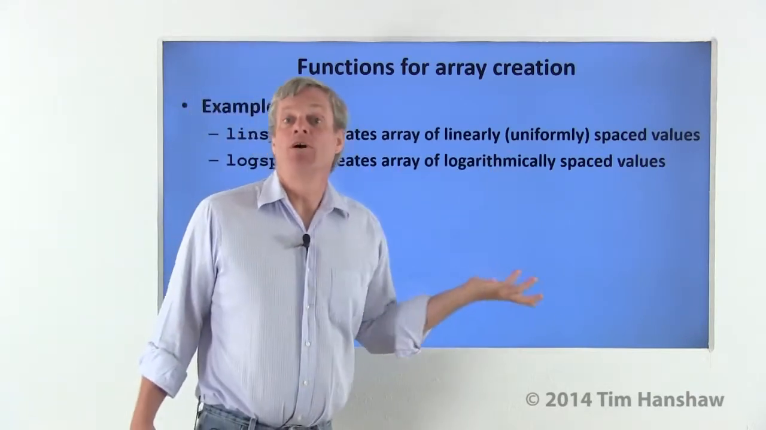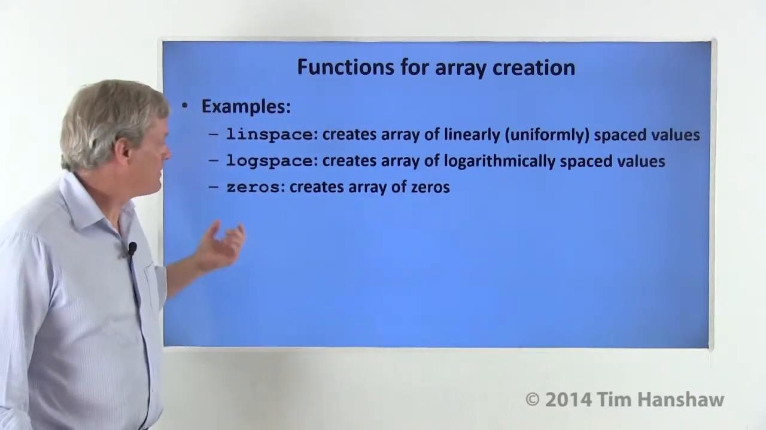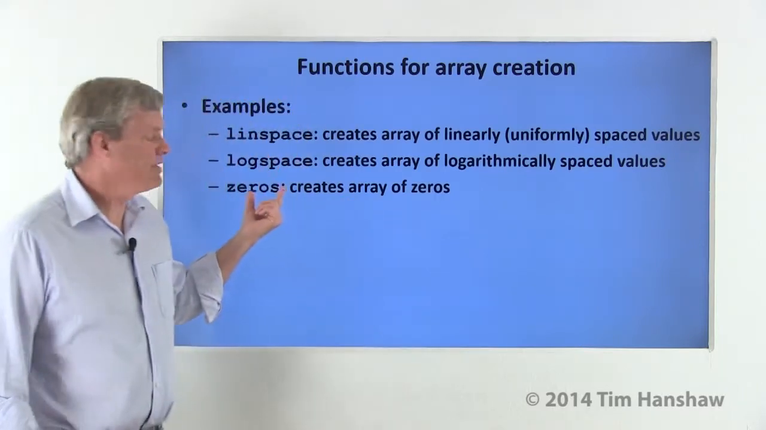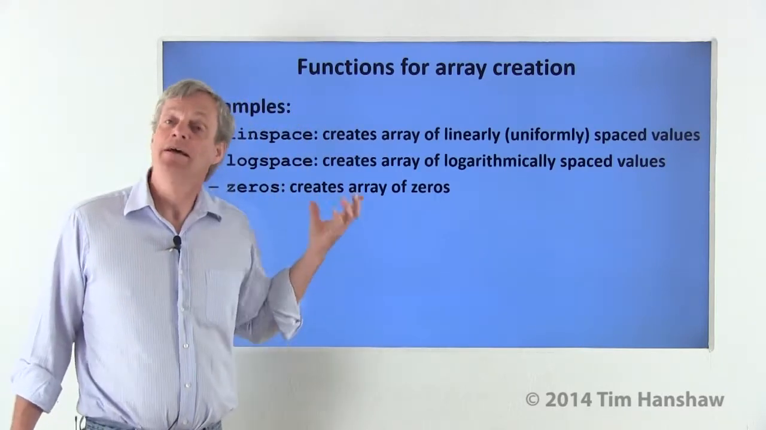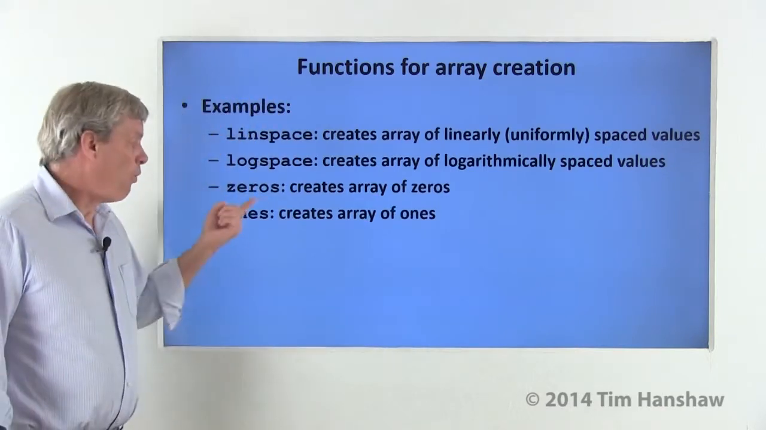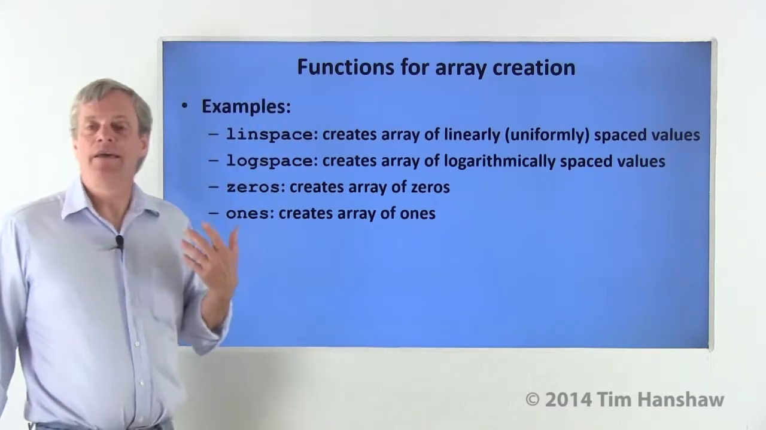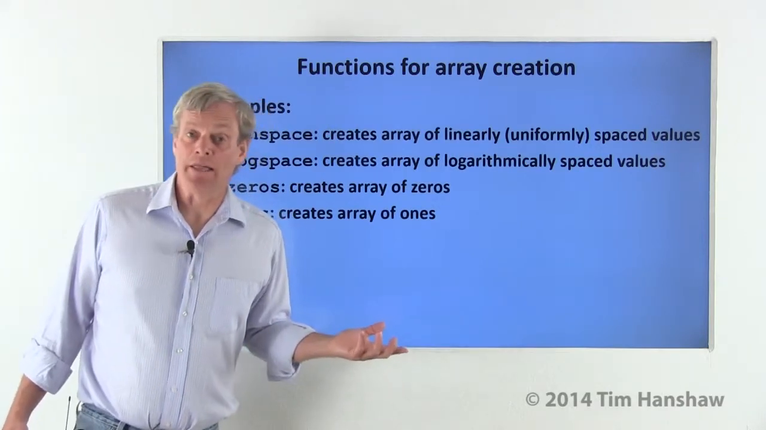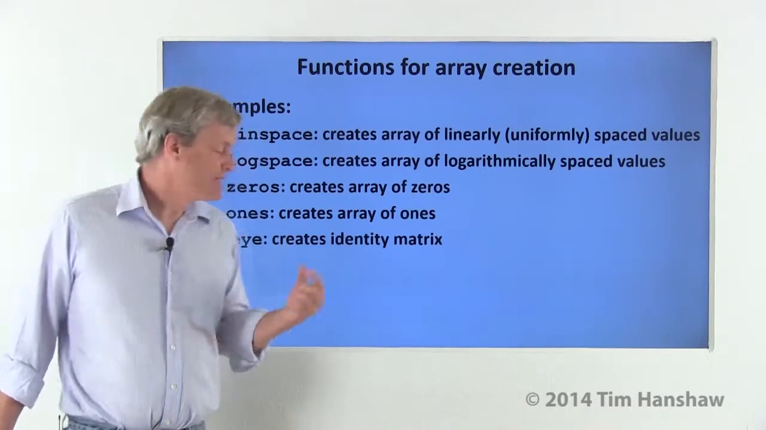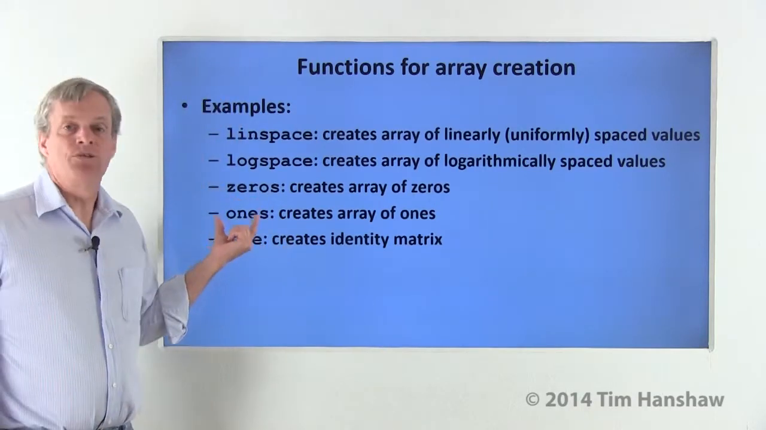Logspace creates an array of logarithmically spaced points. Zeros creates an array that's full of zeros. You give it the number of rows and columns you want. It creates an array of that size and it fills it with zeros. Ones works essentially the same way, except that it fills the array with ones. EYE creates an identity matrix. It works very similar to zeros and ones.